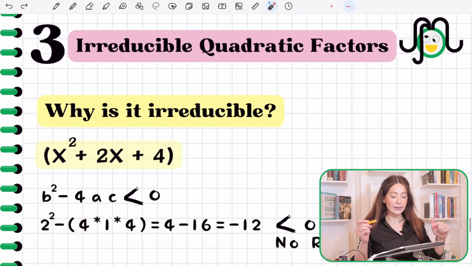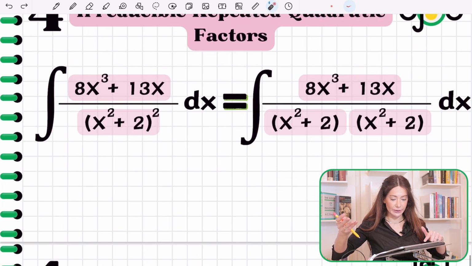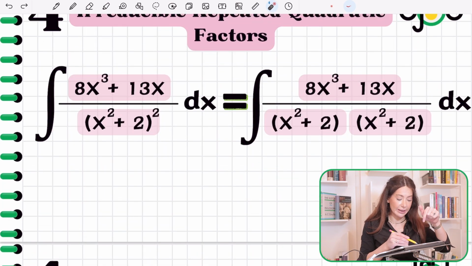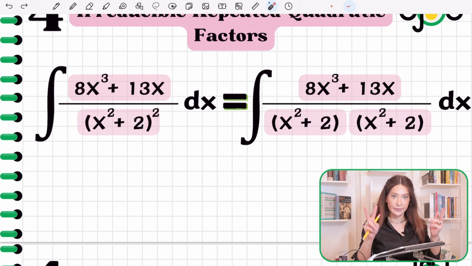Okay, and then there is a 4th type, which is irreducible repeated quadratic factors. We had repeated linear factor, and this is a repeated quadratic. So this can't be factored anymore. This is quadratic. This is what, well, in fact, this is what makes it quadratic, right? X is raised to the 2nd power. Then this is what makes it repeated because there's 2 of them. 1, 2. Okay, so there are 4 types.